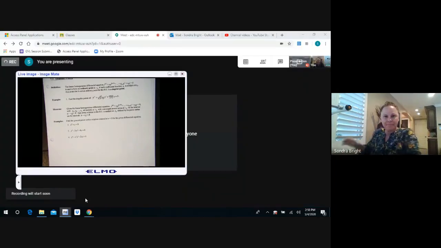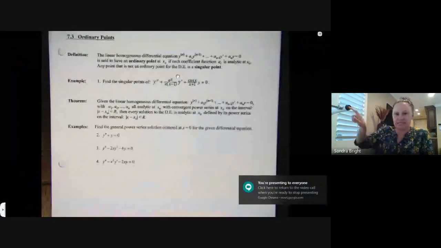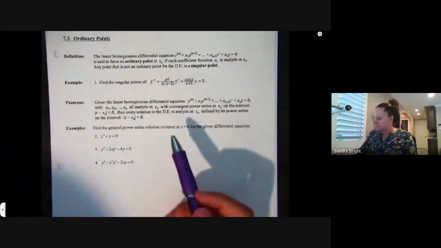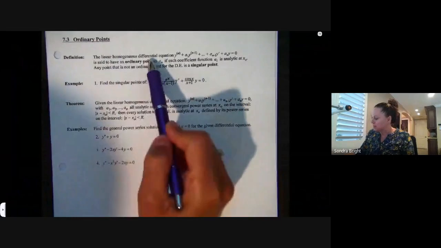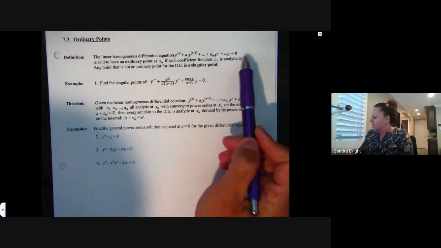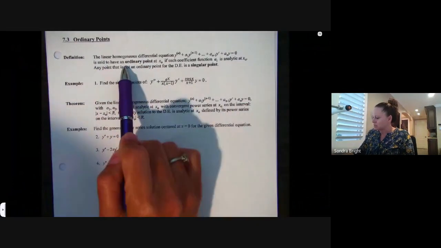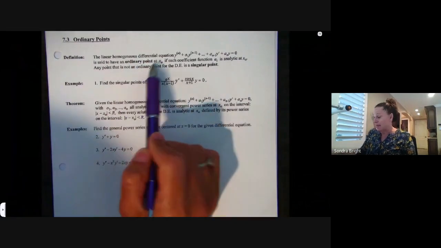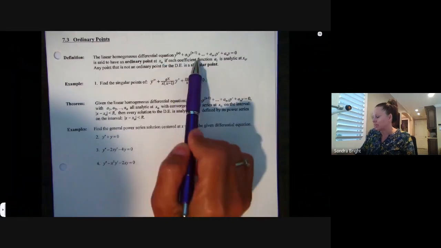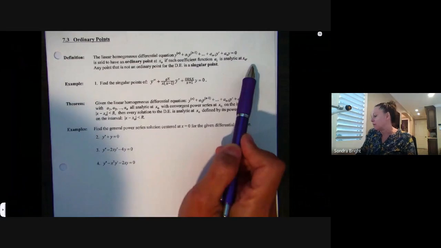All right, let's talk about ordinary points today. Start off with a definition. It says the linear homogeneous differential equation a_n y^(n) + ... + a_1 y' + a_0 y = 0, so it's equal to zero, is said to have an ordinary point at x naught if each coefficient function a_i is analytic at x naught. And then any point that's not an ordinary point for the differential equation is a singular point.